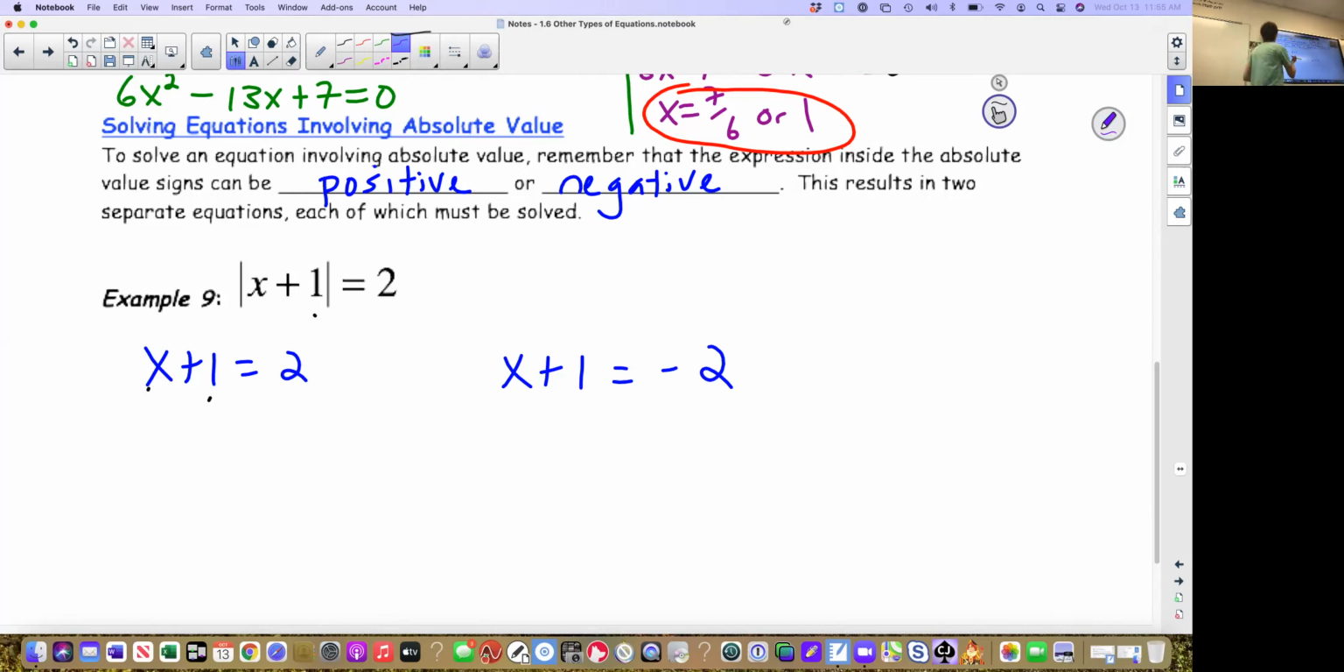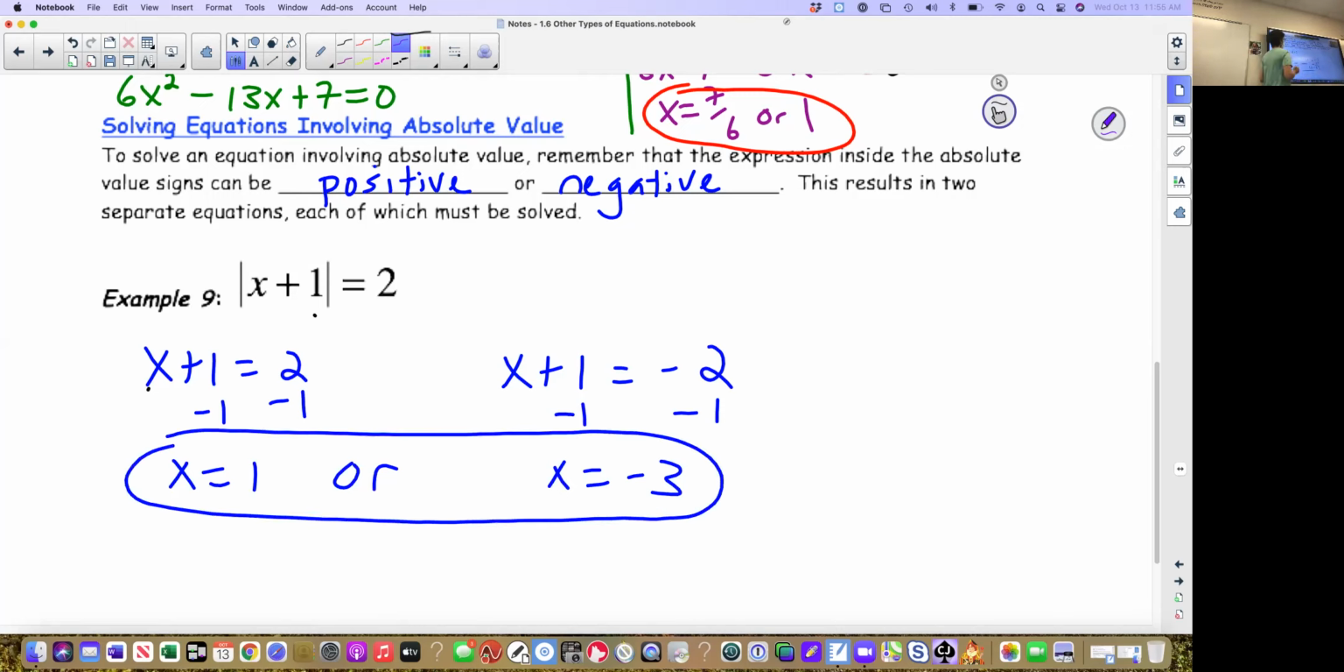The rest of this column is really easy. Now we subtract 1, so x = 1 minus 1, or negative. Yes, and both of them work. Good. We can check: 1 + 1 = 2, and -3 + 1 is -2. So when do we actually have to check those things? You should always check with absolute value, because sometimes the technique we're using may produce a solution with the wrong sign. This is easy to check, so both of these work.